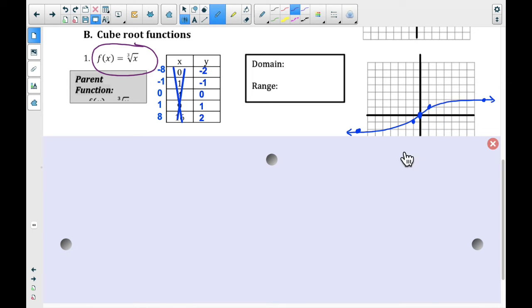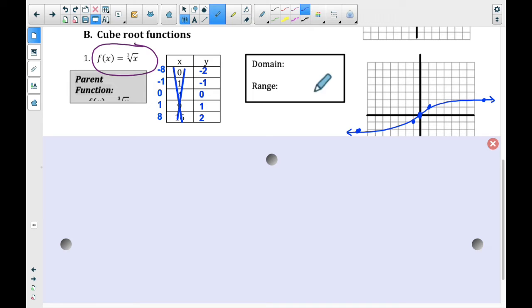It's kind of this S shape. It follows a pattern again, but it's not the same pattern. This time it's going up 1 and then up 7. So from here to here is up 1 and then up 7. And then it does the same pattern in the opposite direction. So that is our parent function for the cube root.